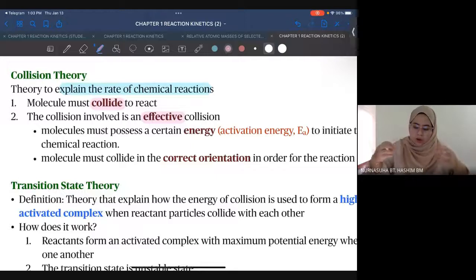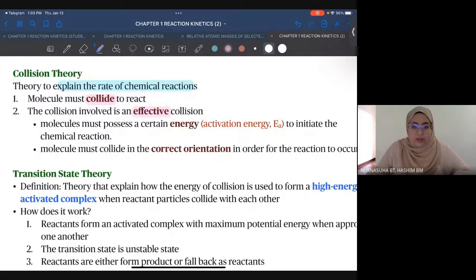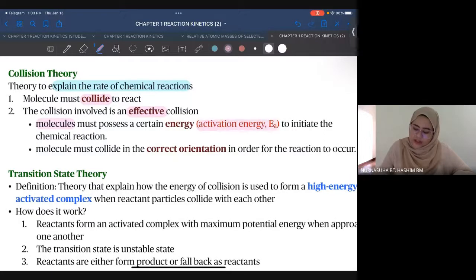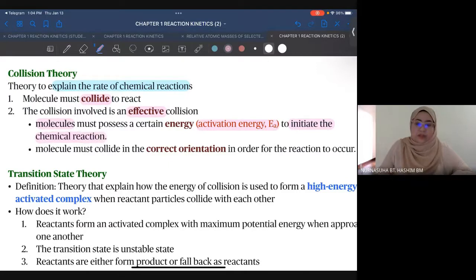Okay, when the molecules collide, the collision must be an effective collision. So what is meant by effective collision? Effective collision means that the molecules, the reactants, must possess a certain energy called activation energy. Okay, so why must there be this activation energy? The purpose is to initiate the chemical reaction.